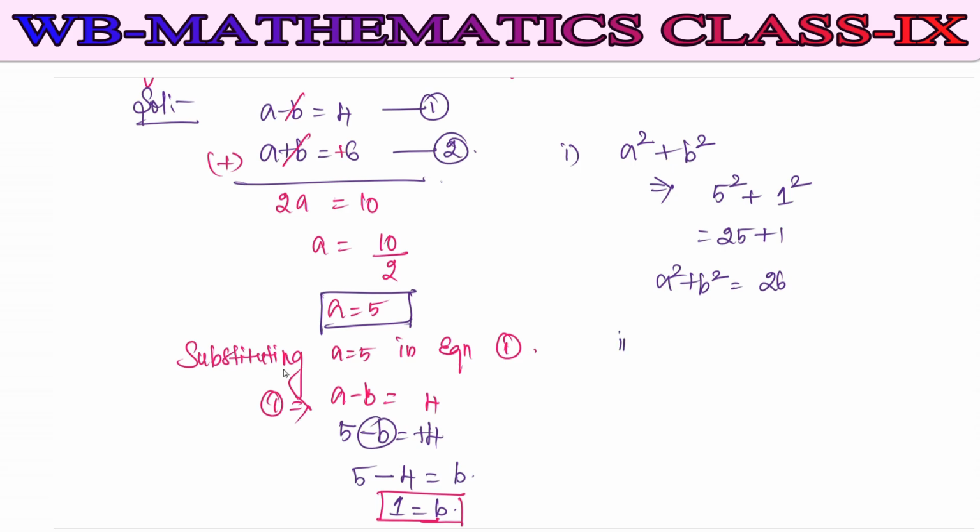Second sub question, ab we need to find. So here a value is 5, b is 1. So the value ab is equal to 5 into 1, the value is going to be 5. So these are the final answers: a square plus b square is equal to 26, and ab value is going to be 5.